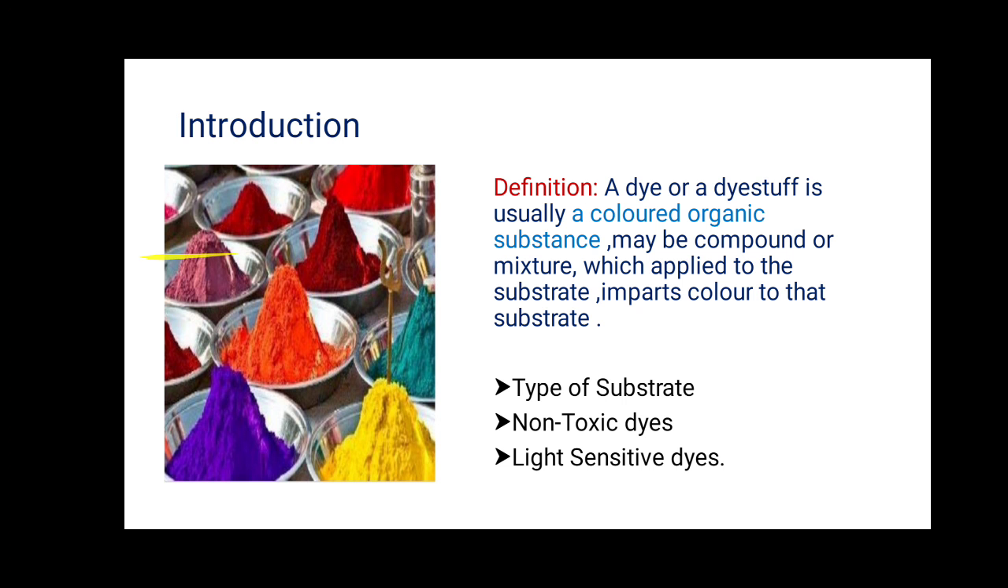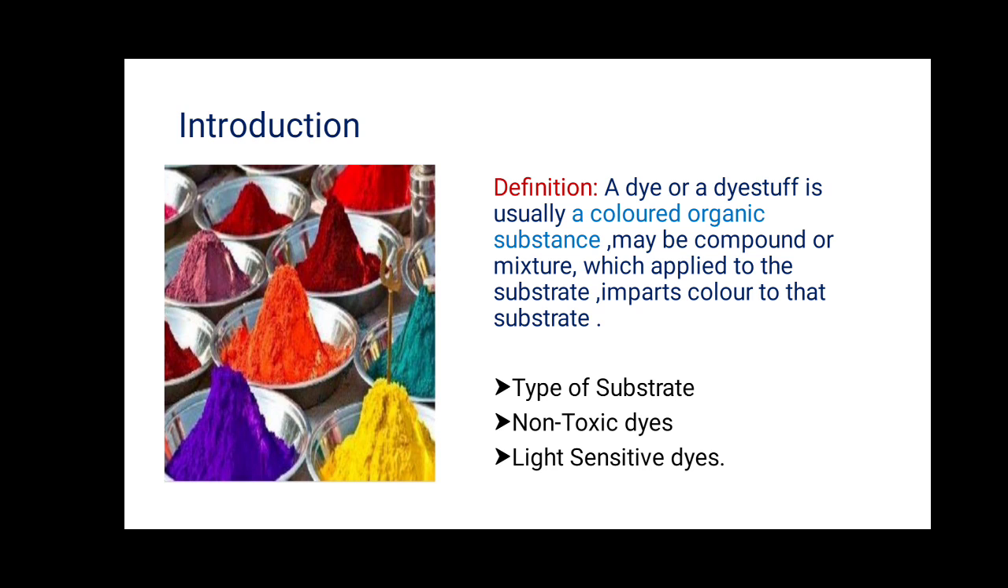So students, what is dye? What is color? A dye or dye stuff is usually a colored organic substance, may be a compound or mixture, which when applied to a substrate imparts color to that substrate. What is a substrate? It may be leather, some textile material, waxes, or a cosmetic or plastic substance.